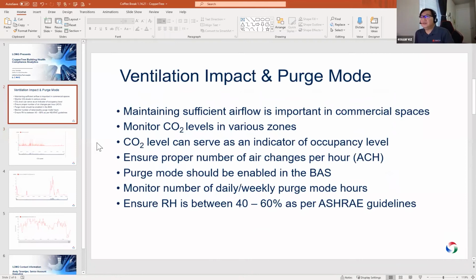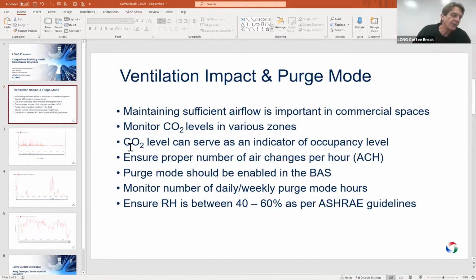CO2 level can also serve as an indicator for occupancy level. On the other hand, there's nothing that's going to change the fact that it's always best to have an occupancy sensor in your building. And for that, there are a lot of solutions out there, IoT sensors that are currently available in the market. And you can talk to Andy at Long for some of their IoT solutions.